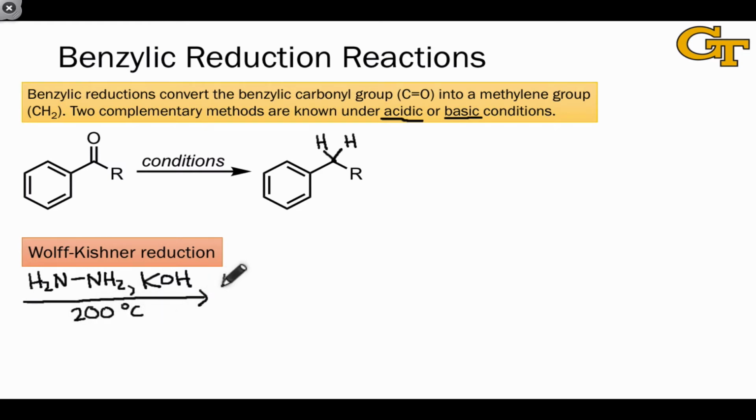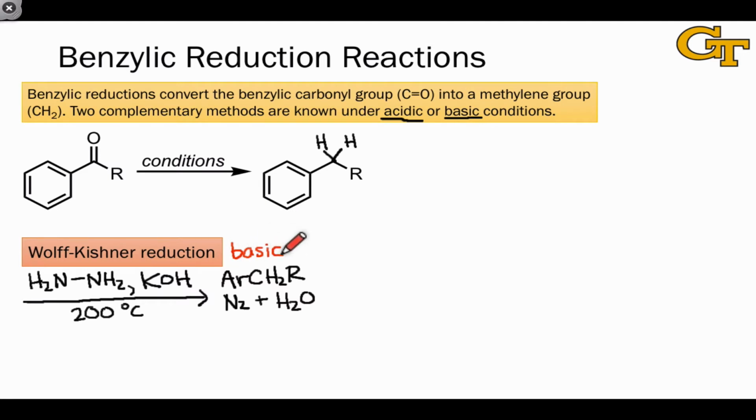In addition to the primary alkyl benzene product, which I'm going to abbreviate ArCH2R for aromatic CH2R, the byproducts of this reaction include nitrogen gas, which leaves irreversibly, bubbles out of solution, as well as water. Ultimately, the carbonyl oxygen becomes incorporated into a molecule of water. In the Wolff-Kishner reduction, because we're using strongly basic potassium hydroxide, we call the reaction conditions basic.